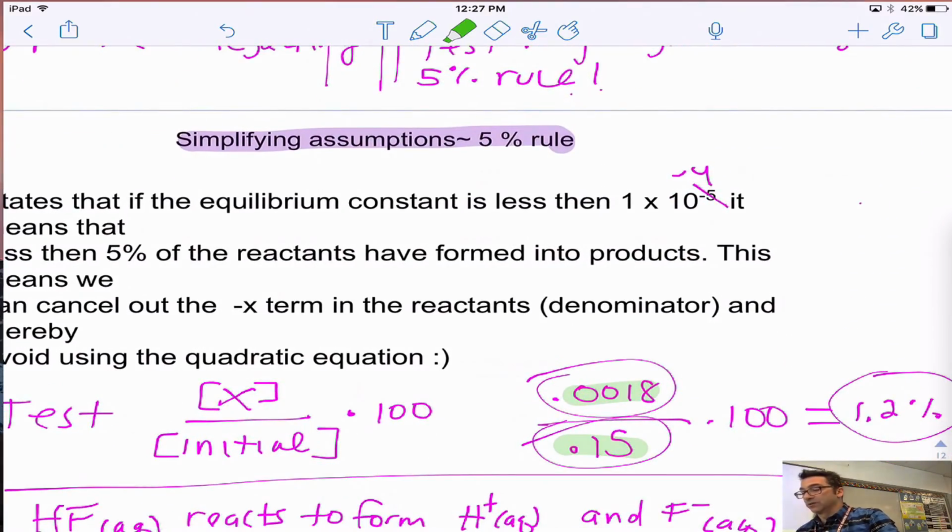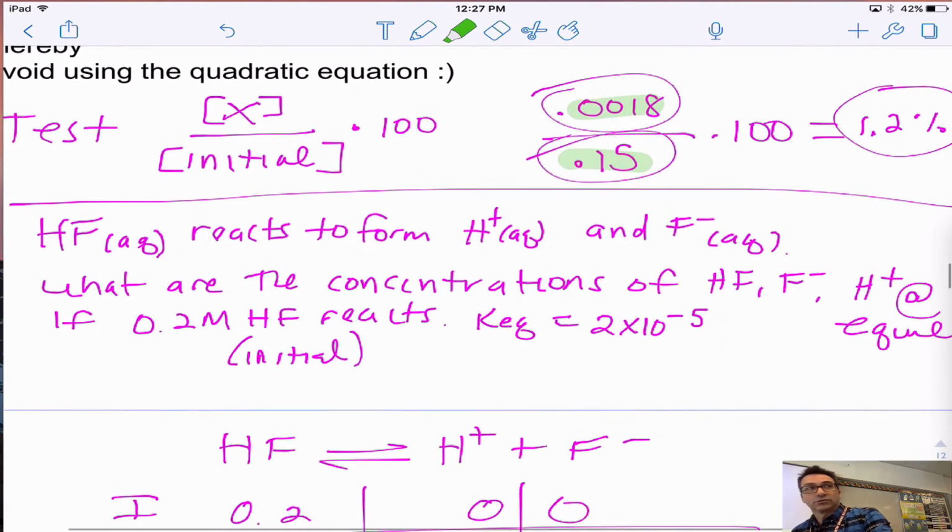We times it by 100 to get percent, and we see that we have about 1.2% that's associated. So then I gave you this problem to try in class.